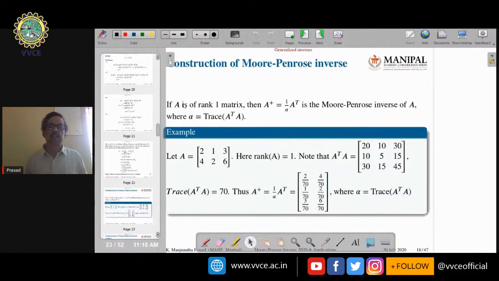So you can construct the Moore-Penrose inverse easily. First of all, you will have to find A transpose A. Check that it happens to be this matrix, so that you can get engaged along with me. So take A transpose and multiply with this A, and see that A transpose A is given by this matrix. Once you have that, you can find this alpha, that is the trace. Just take the diagonal entries 25 and 45, add them, and you get the trace of A transpose A, which is 70. You get A plus is equal to 1 by alpha into A transpose.